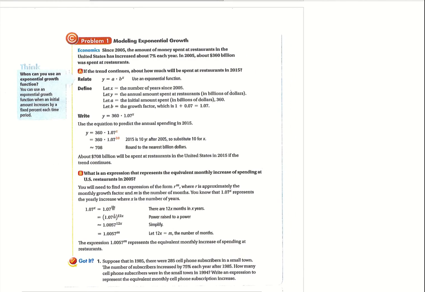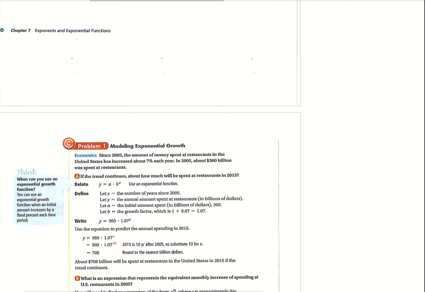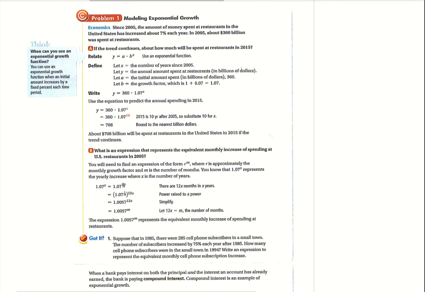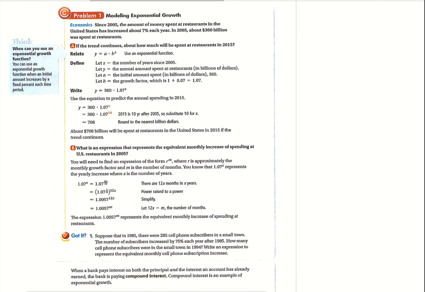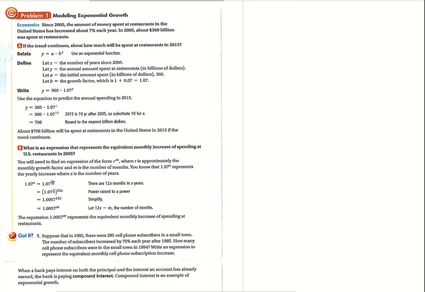All right, so for problem 1, this is on page 461. It says, since 2005, the amount of money spent at restaurants in the United States has increased about 7% each year. In 2005, about $360 billion was spent at restaurants. Right away you can see that this is a pretty real world sort of concept that we are covering here. Problem A asks, if the trend continues, how much will be spent at restaurants in 2015?